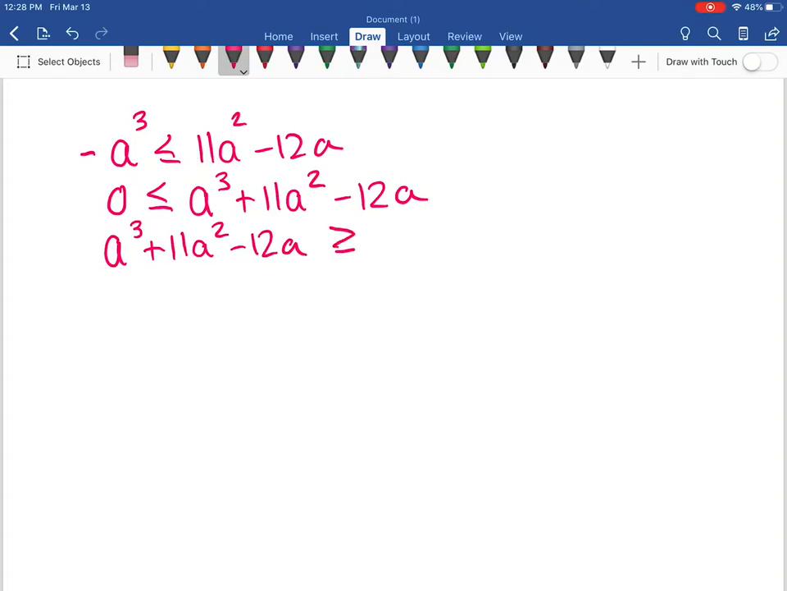I can do this as long as this open side here is still facing the polynomial and the pointy side is still facing 0, so that it still reads that the polynomial is greater than or equal to 0. Okay, once you get everything to one side and 0 on the other, because this is a polynomial, we can factor this to find the zeros. So I'm going to pull out an a.